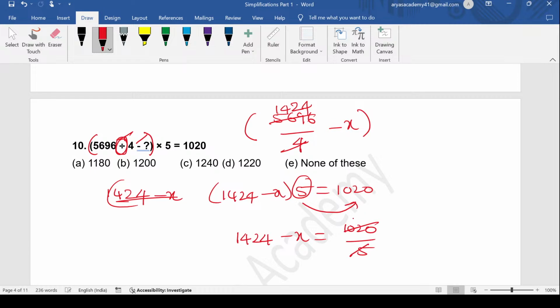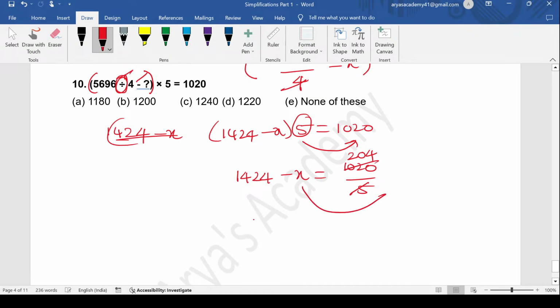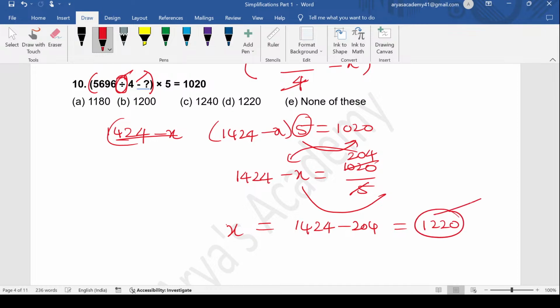Go for cancellation. 5 2s are 10, 5 4s are 20. It becomes 204. As we need x, x will go that side. Minus x, on going to the right side, becomes a plus x, and this 204 will go to the left side. Plus 204 will become minus 204. So 1424 minus 204, that is equal to 1220. So which is option D. So option D is the correct answer. 1220 is the correct answer.